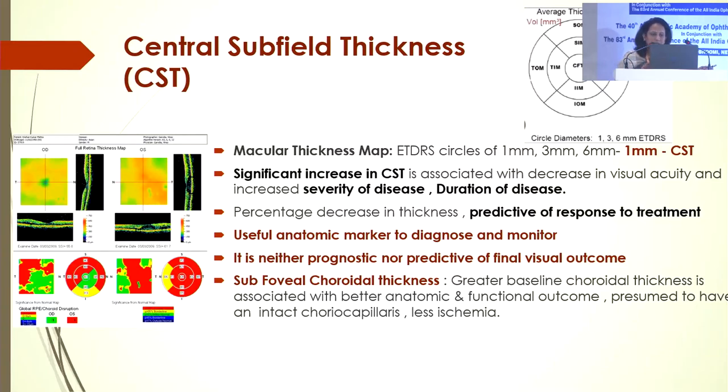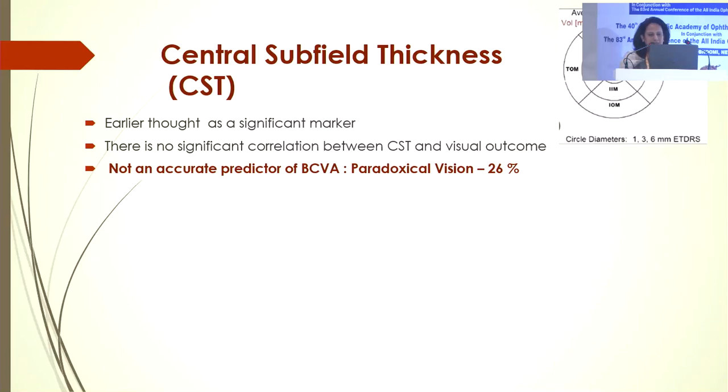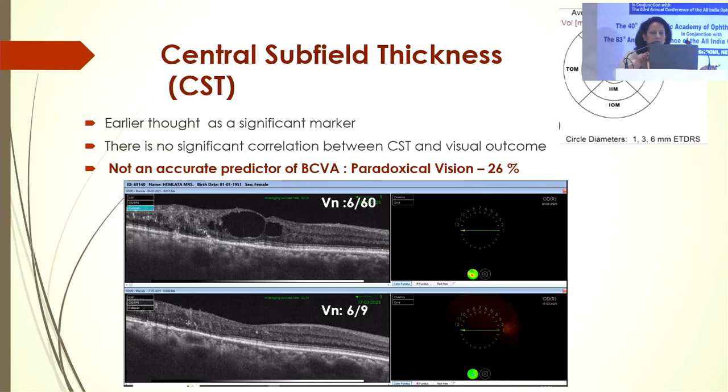On the contrary, the central foveal choroidal thickness is a very good predictor of visual acuity, because if the subfoveal choroidal thickness is good, that means the perfusion is very good and the response to treatment will be good. As I said, the central subfield macular thickness is not a very good predictor of visual acuity, and on the contrary, 26% of the patients end up having lower visual acuity after treatment, which is called paradoxical vision.